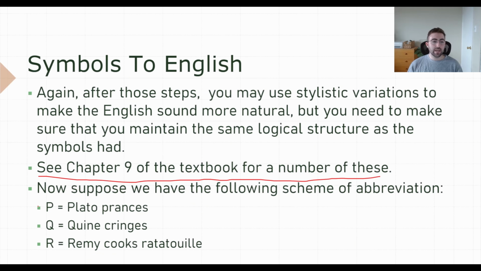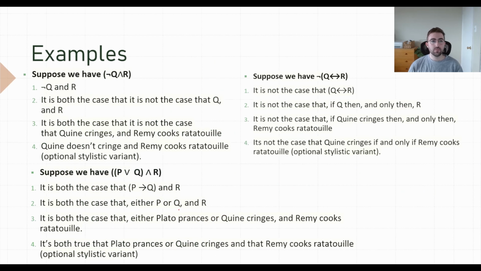Okay, so let's consider some examples. Suppose we have again this scheme of abbreviation from way back when we first did our translations, where P means Plato prances, Q means Quine cringes, and R means Remy cooks ratatouille. Well, then how can we use this to do some translations from symbols to English? Here's a few examples. Suppose we have not Q and R.